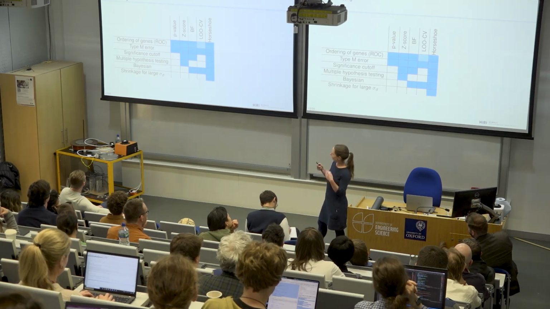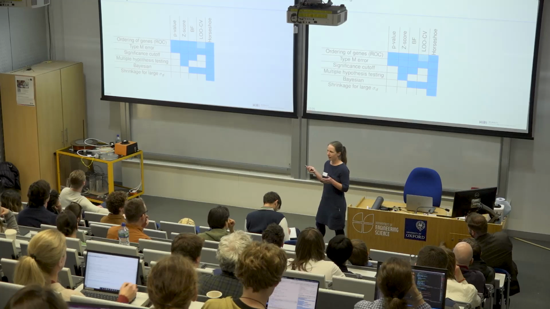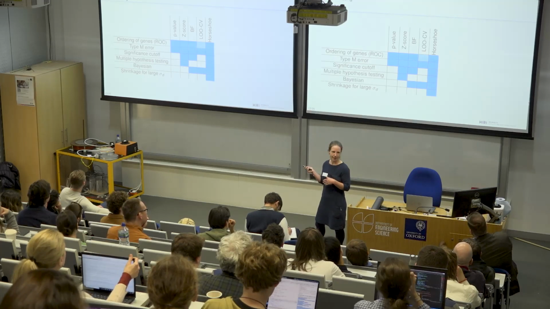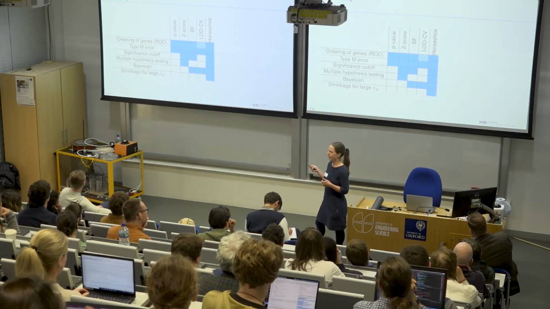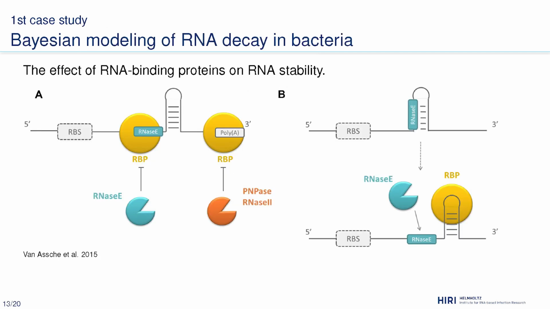So basically, I went through all these methods. We can see that basically all these non-Bayesian concepts actually fare fairly well here. So for ordering of genes, it all works fairly well. And of all of them, the horseshoe prior is basically the only one which fulfilled all the criteria, in my opinion. So let's come to my two projects.